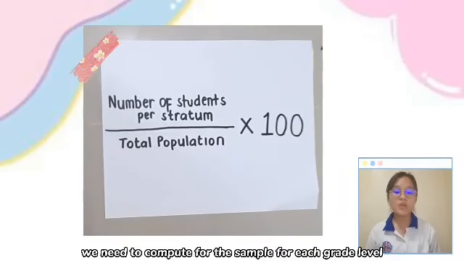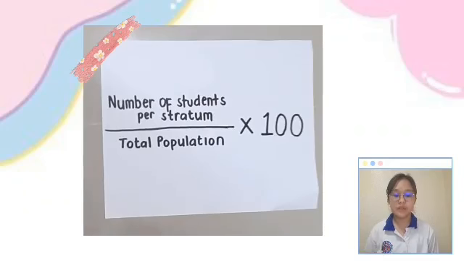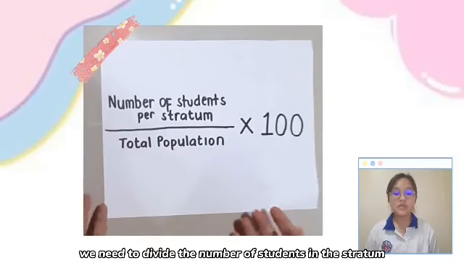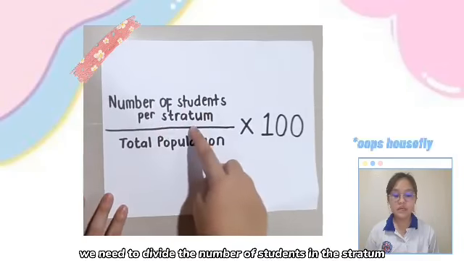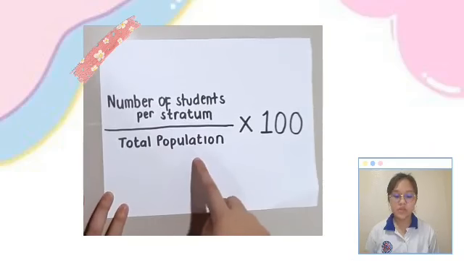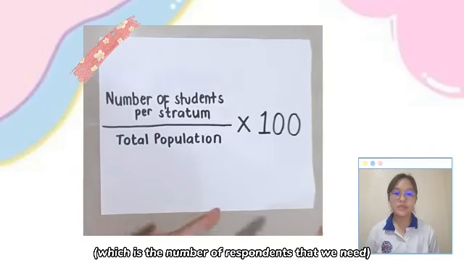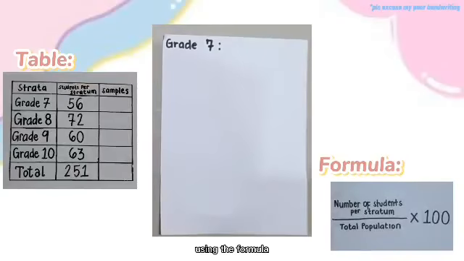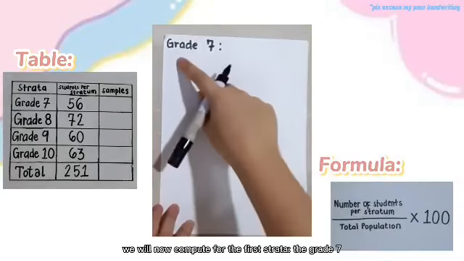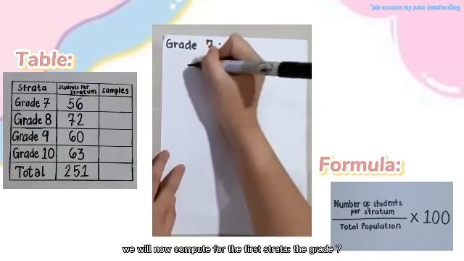Step 2. We need to compute for the sample for each grade level. In order to get the sample, we need to divide the number of students in the stratum by the total population, and then multiply the result by 100, which is the number of respondents that we need. Using the formula, we will now compute for the first strata, the grade 7.